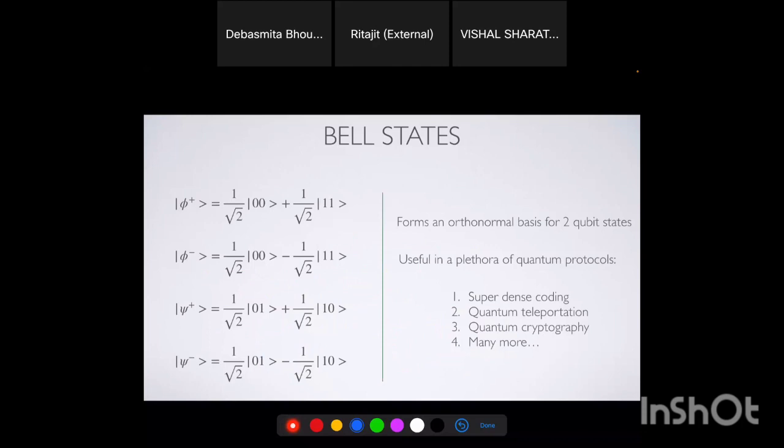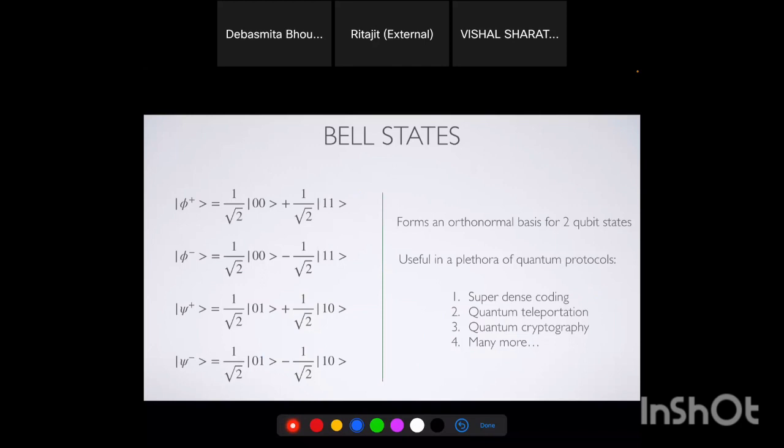This you will see tomorrow in more detail. This was the phi plus state we saw, and you can have four such states. These are called Bell states, and they are orthogonal to each other. They form a basis of the 2-qubit state, and they have use in so many things. Hopefully, you are going to see super dense coding tomorrow. But this is actually important.